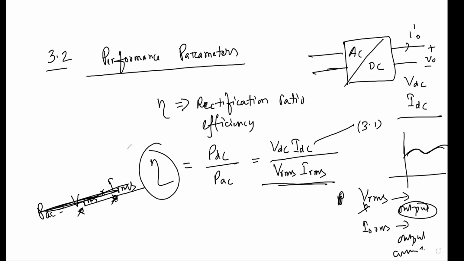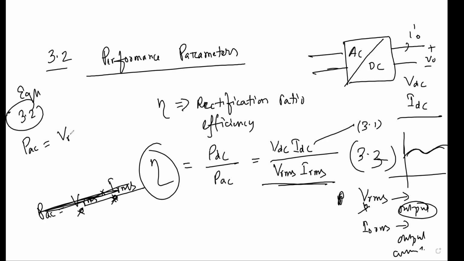Now this is your equation number 3.3 and 3.2. Equation number 3.2 is where they write down PAC equal to VRMS times IRMS.